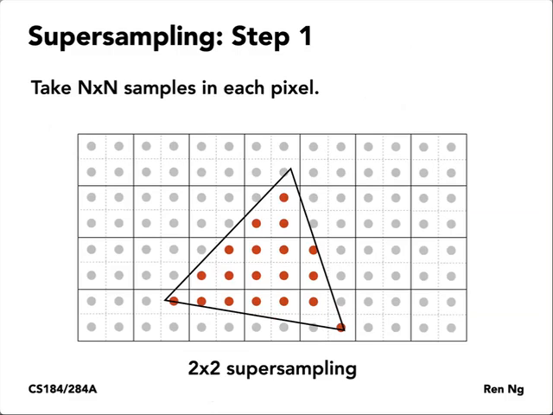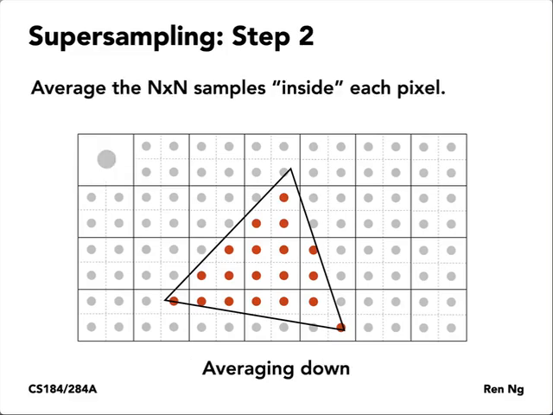We see that we have more samples that are inside the triangle in this case, but note that at this point we have a higher sampling grid, but every grid location still has a binary value inside or outside the triangle. It's either red or gray. After this super sampling step 1, we have to do the second step, which is averaging down, because our frame buffer is not actually at this resolution. Our frame buffer is at the lower resolution, the resolution of our final display. So we need to take the 2 by 2 samples in every pixel and combine them to come up with one output value.